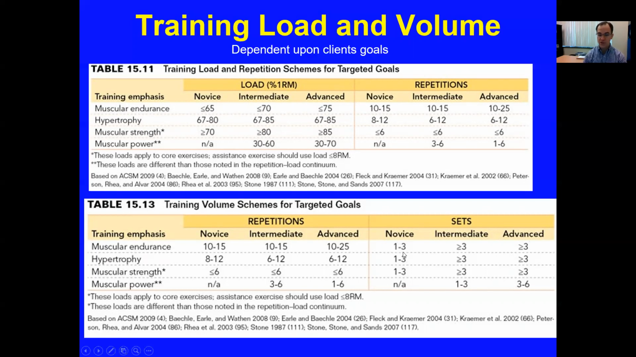They may start out in the first 1 or 2 weeks doing 1 set, then progress to 2 sets, and then 3 sets. So it's just something that you would have to use with your exercise prescription, but this is just how you'd be able to use that 1RM.